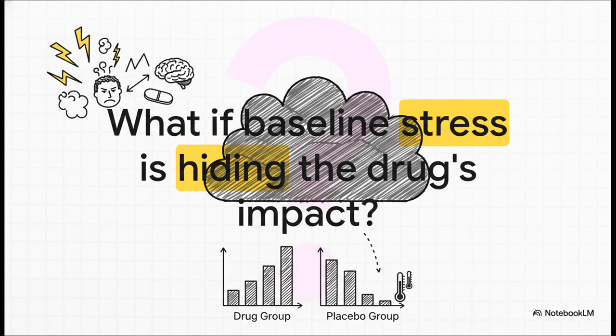Imagine this. You run your one-way Anova, you're all excited for the results, and nothing. No significant effect. Bummer. But before you throw in the towel, you wonder, what if something else is going on? We all know stress can trigger headaches. What if, just by random chance, the people in our placebo group happen to have way lower stress levels? This confounding variable could be totally hiding our drug's real benefit.